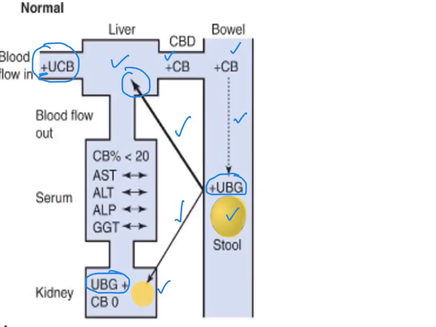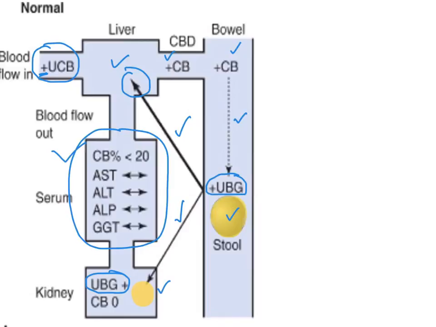Note that if you look at the serum values here, the serum values are showing that conjugated bilirubin is less than 20% of total bilirubin. Normally total bilirubin consists of conjugated bilirubin and unconjugated bilirubin. Conjugated bilirubin is less than 20%, unconjugated bilirubin is more than 80%. Now, conjugated bilirubin that you see here in the serum is because of normal hepatocyte turnover.